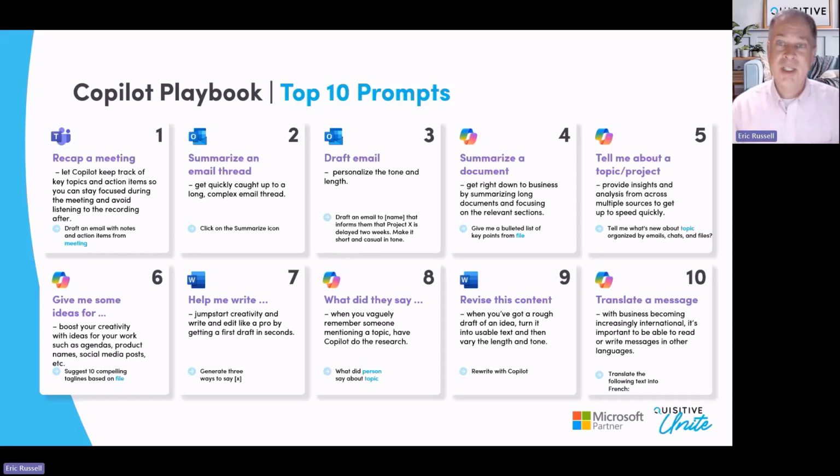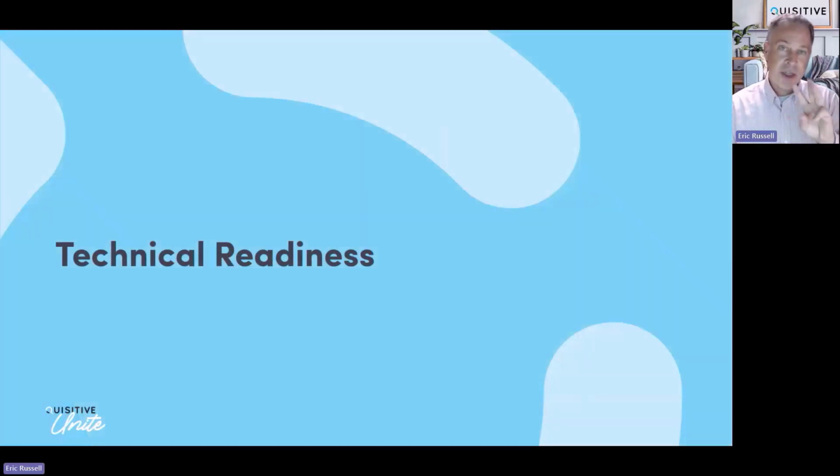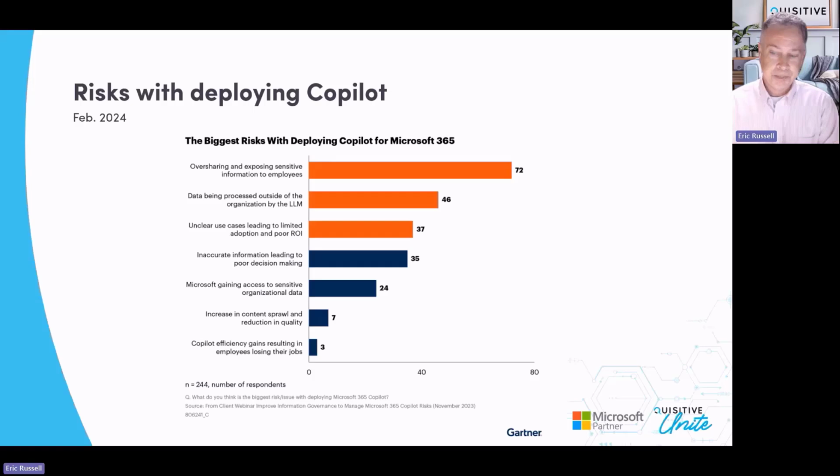All right, let's move on to technical readiness real quick. This is the third part of how we would suggest you prepare for an early adopter pilot. So if the first part is technical prerequisites, the second part is use case identification, the third part is technical readiness. Now, with technical readiness, what do we mean by that? What are we reacting to? I'm going to start with a Gartner survey here.